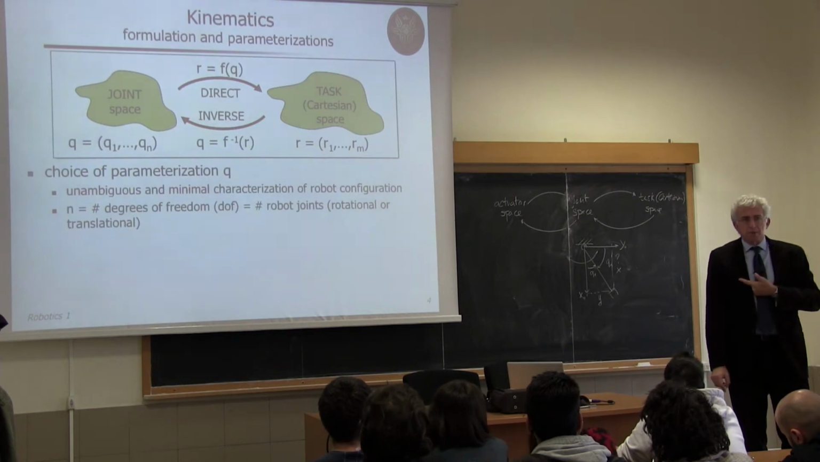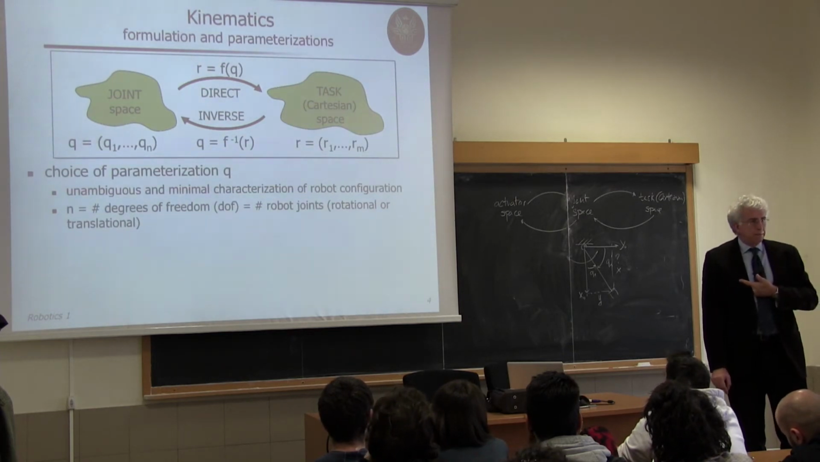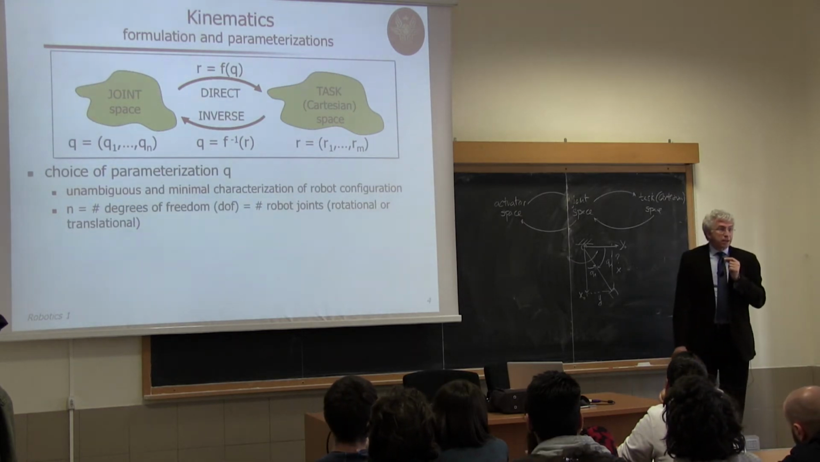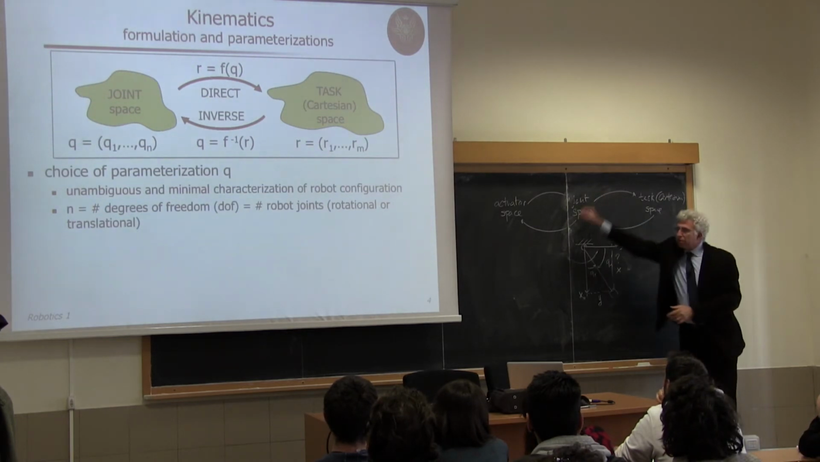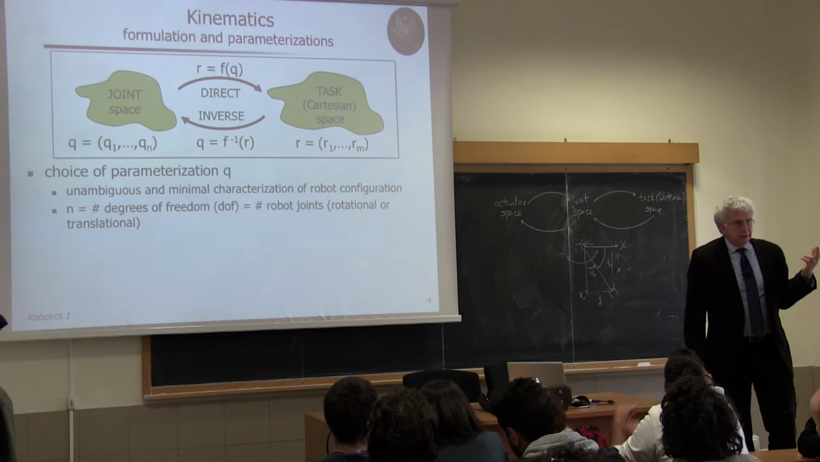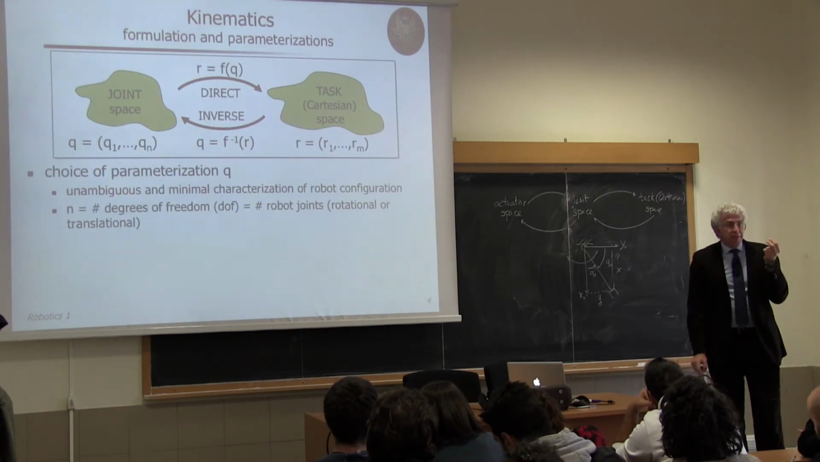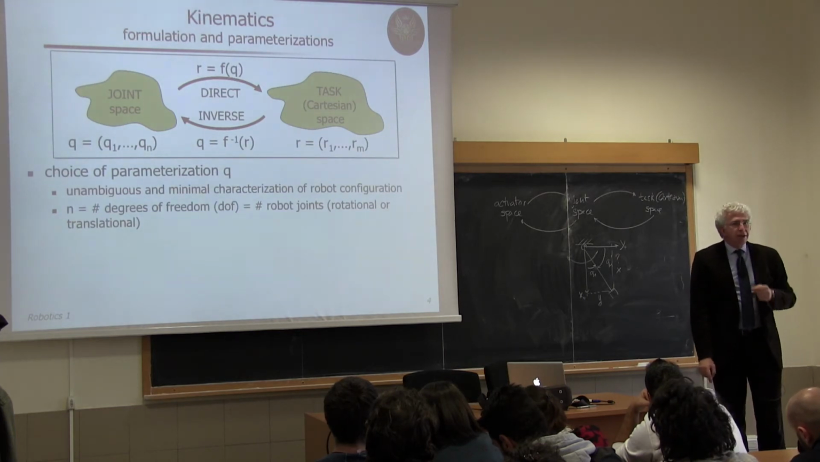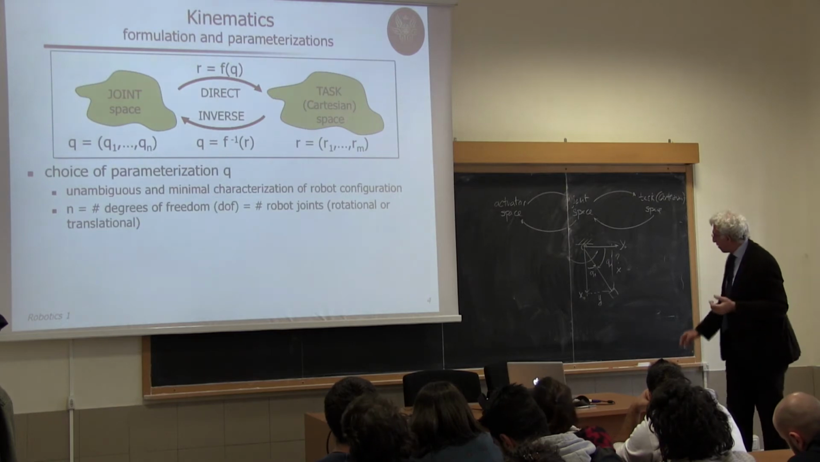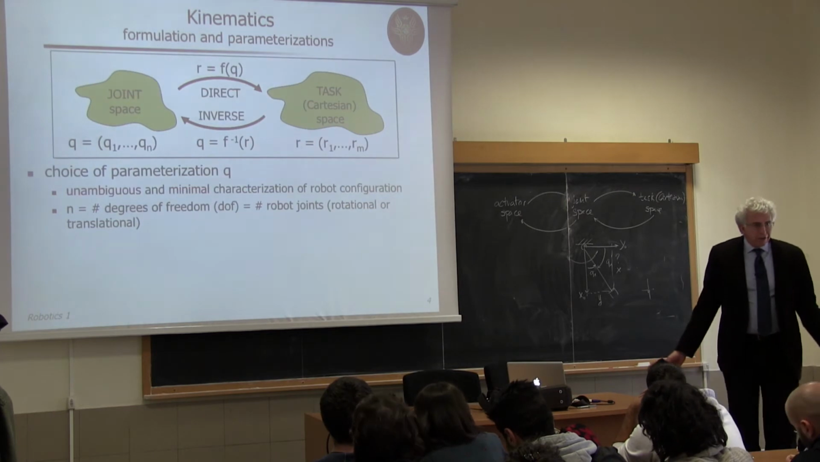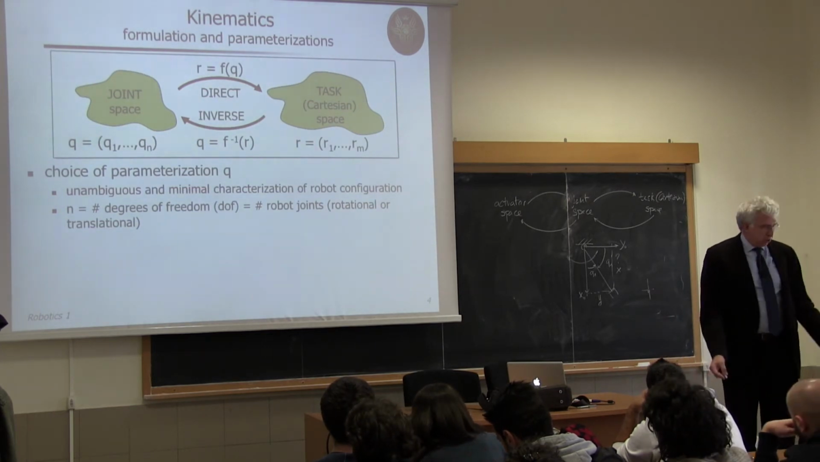Is this good or bad? It's unambiguous, because for any configuration, I have 1 pair of x and y. Okay? But it's not minimal. And in fact, if I give you by chance a value of x and y, I may not even characterize the configuration, because if I give you an xy here, this does not correspond to any configuration of the robot because I'm not reaching that point.